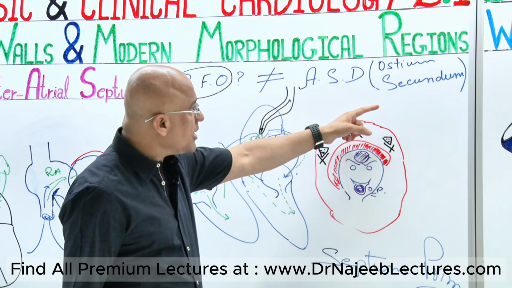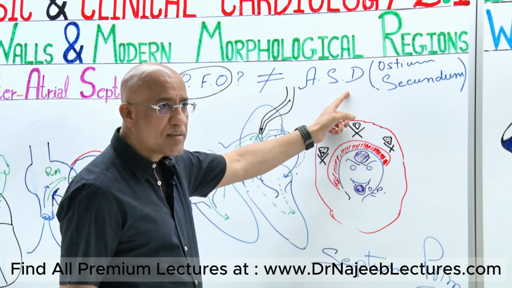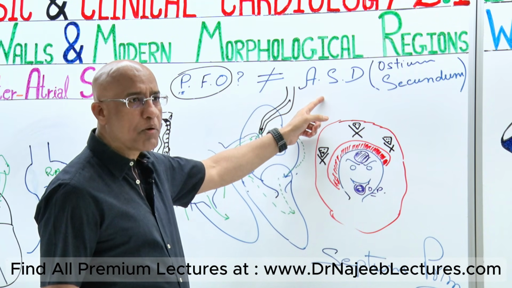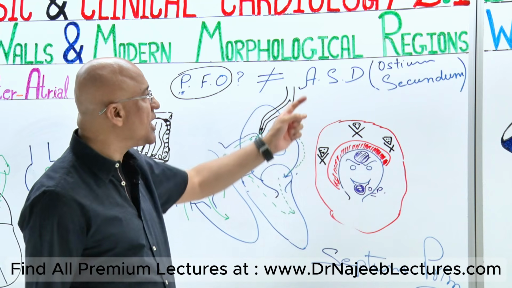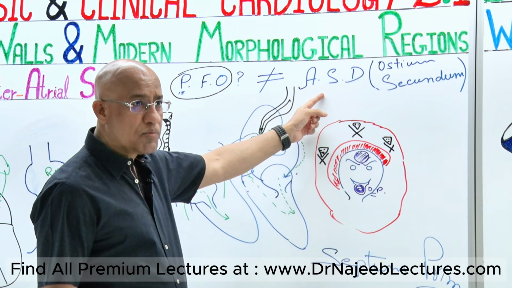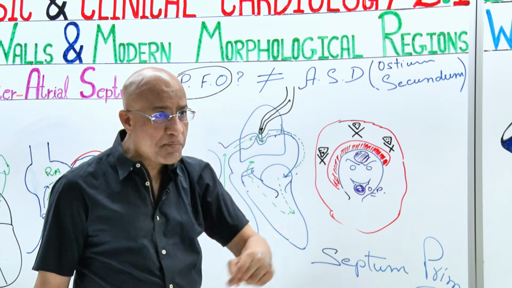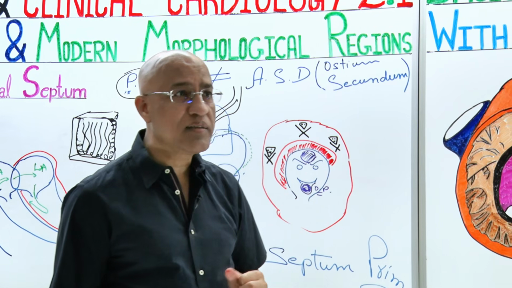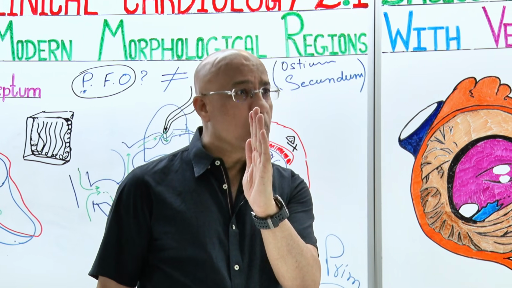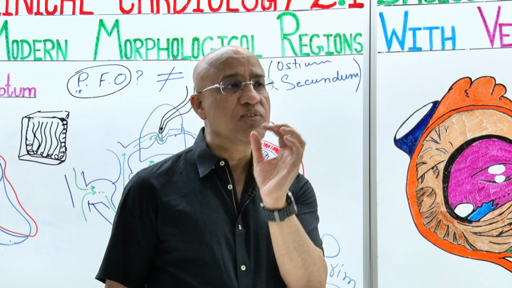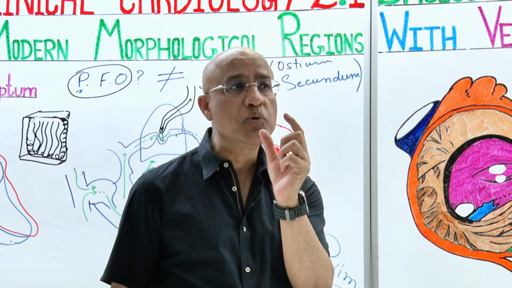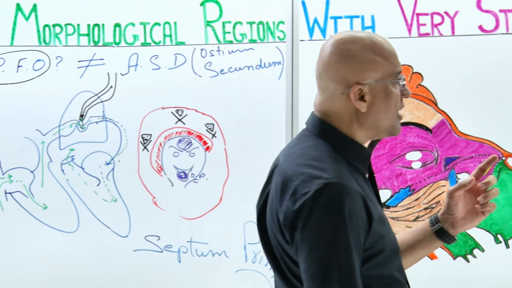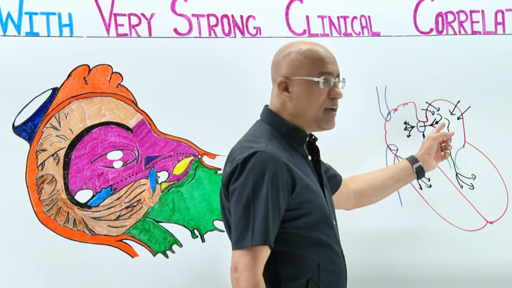Ostium secundum type atrial septal defect is basically how it is different from PFO: here the problem is not the sealing, the problem is that the tissue which was supposed to close the margins of the foramen ovale was deficient. So some part of the floor of the fossa ovalis is missing permanently, and that eventually results in shunting.